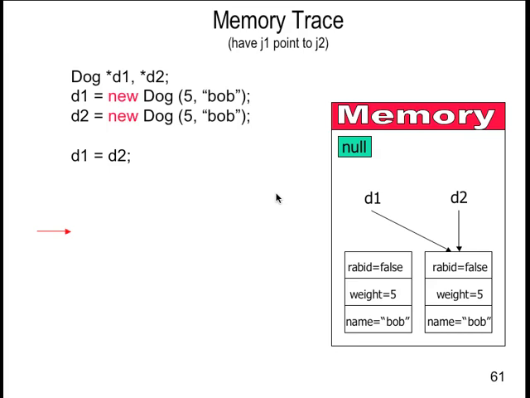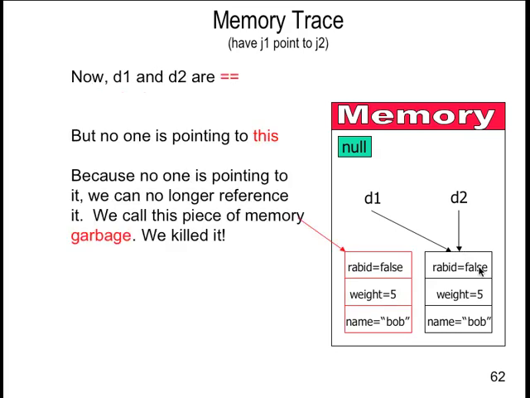So here, if we said D1 is equal to D2, we've taken D1 and assigned it to point to the same memory as D2. Now we have two pointer variables pointing to the same memory address, and now D1 and D2 are equal. And when no one is pointing to this one over here, we've just created a piece of garbage. I think this is where I stopped, actually. No one is pointing to this one. We've created a memory leak, actually.